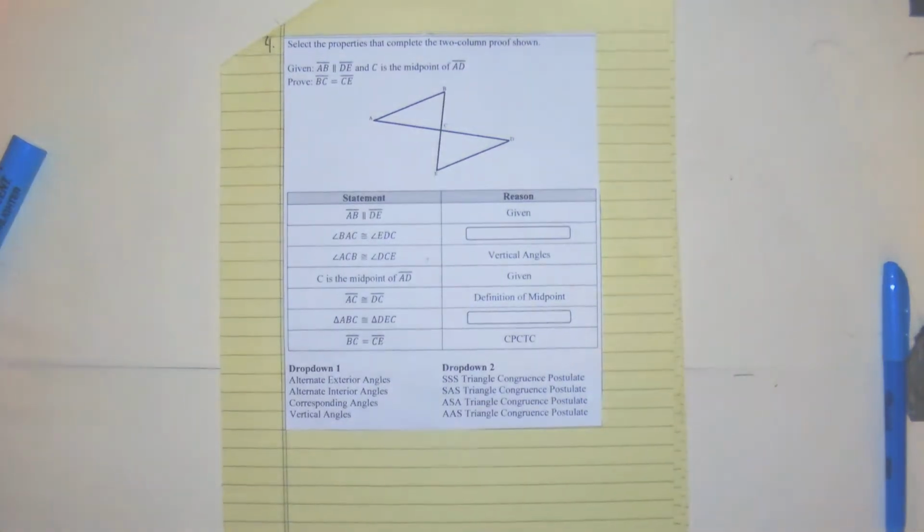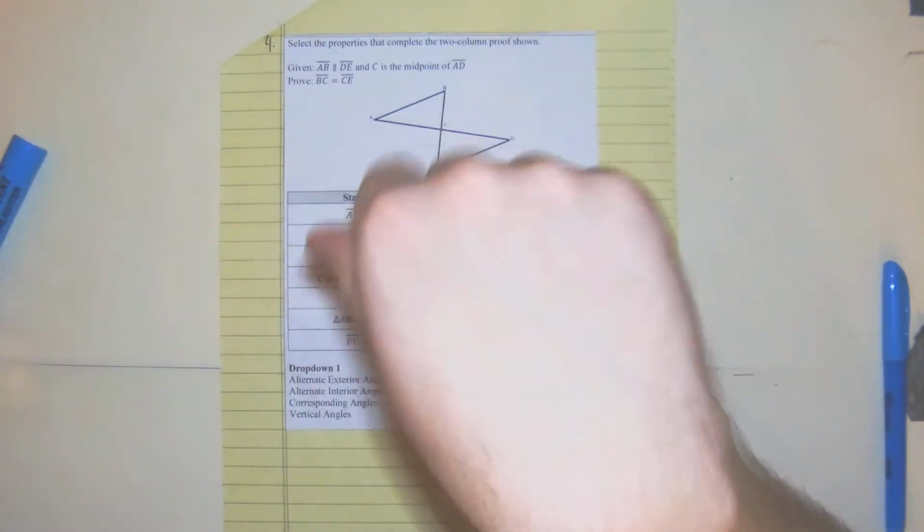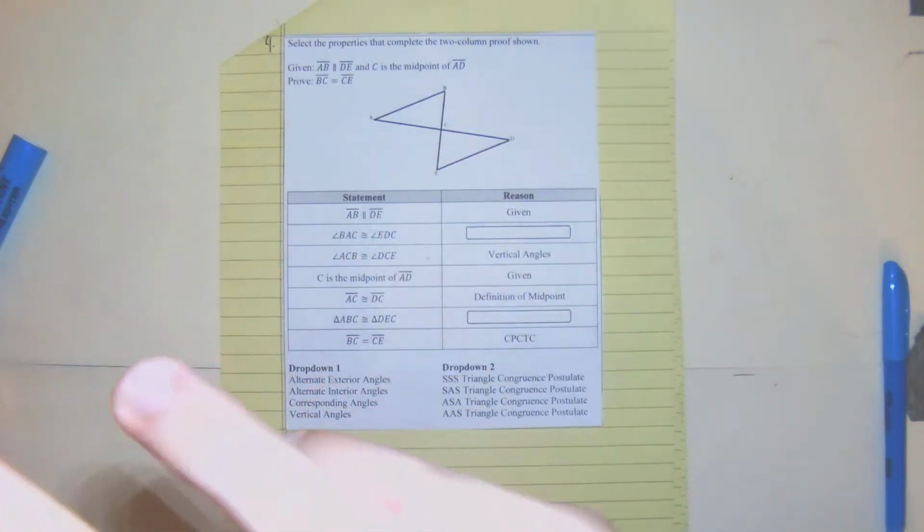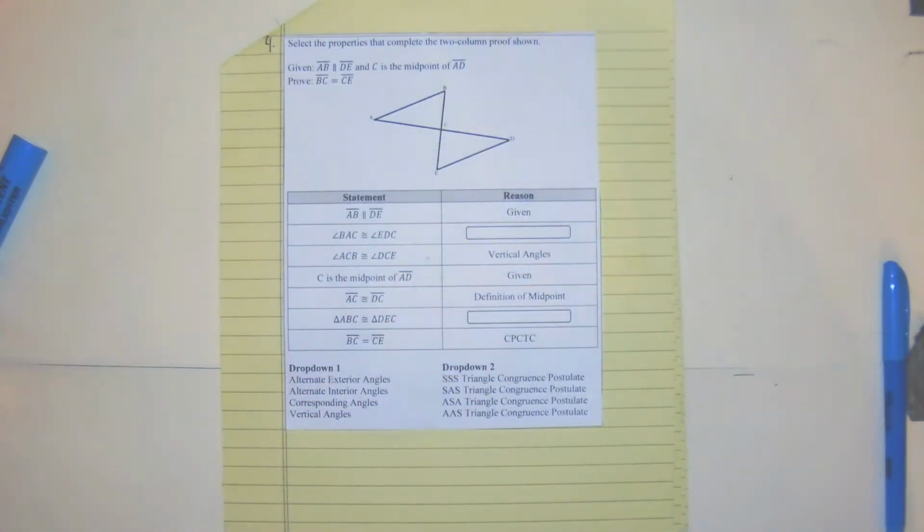We're looking at number 4. Number 4 says select the properties that complete the two-column proof shown. So we have this proof that we want to finish. It's a two-column proof that most of it's done for you. So this is really just a vocab check.